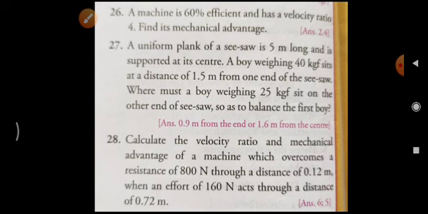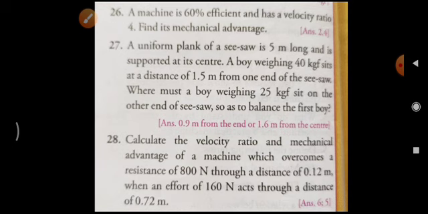The question is given here: a uniform plank of a seesaw is 5 meter long and is supported at its center. A boy weighing 40 kg force sits at a distance of 1.5 meter from one end of the seesaw. Where must a boy weighing 25 kg force sit on the other end of the seesaw so as to balance the first boy?